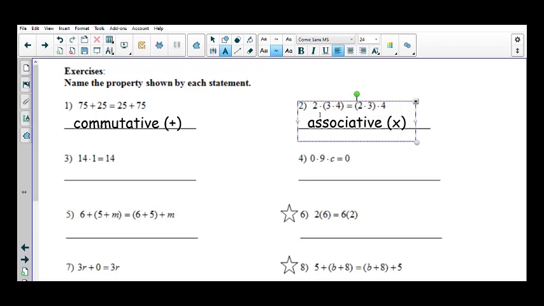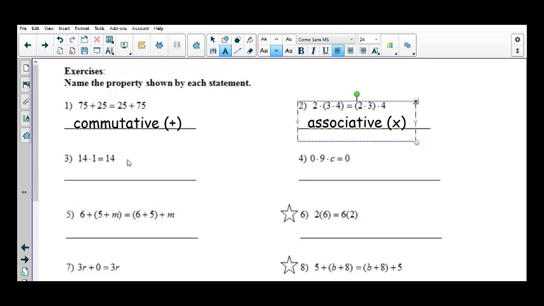Make sure that you put the operation that you're using after it as well. On your test, since it's matching, they don't separate it out to the different operations. You won't have to choose the operation, but I still like to be as specific as possible. Again, those parentheses moved, it's associative.